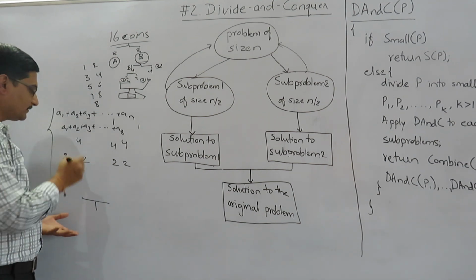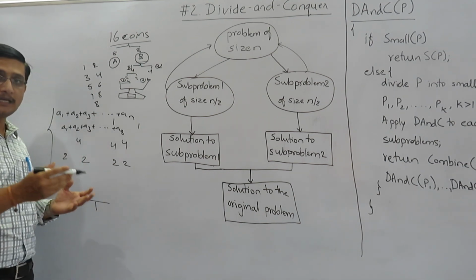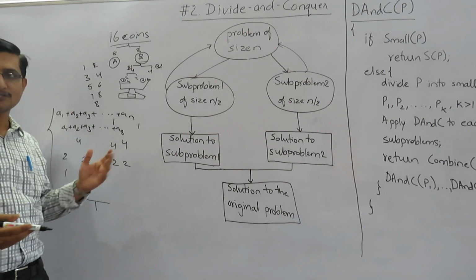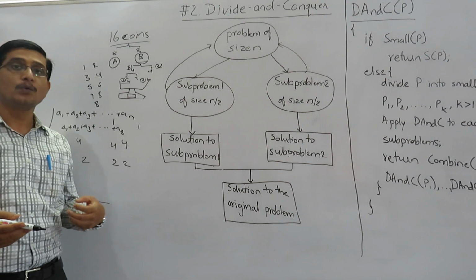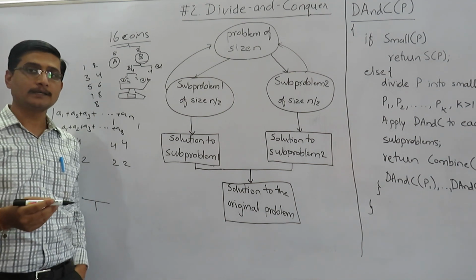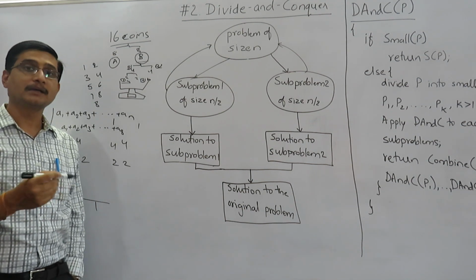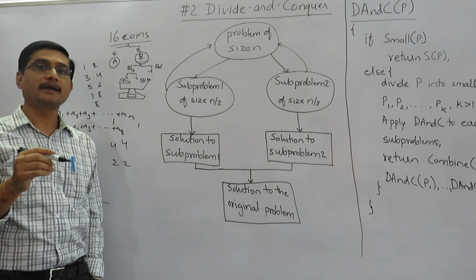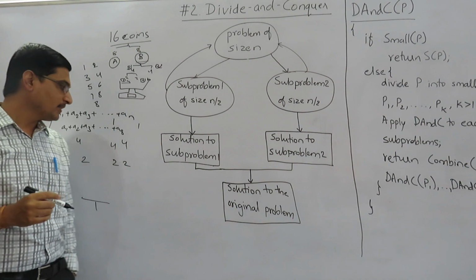Definitely no one will go for this kind of summation, because dividing and combining the solution will take more amount of time than addition of these numbers. So divide and conquer will not always suggest the best algorithm for every problem. But there are some problems for which divide and conquer strategy will work fine.